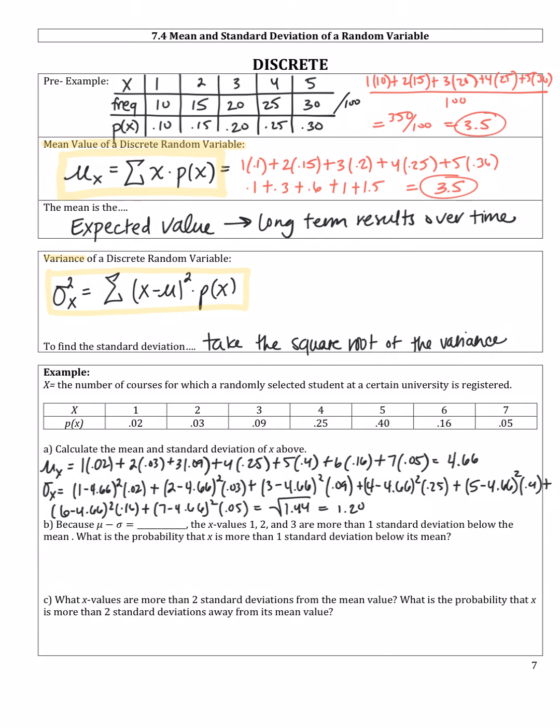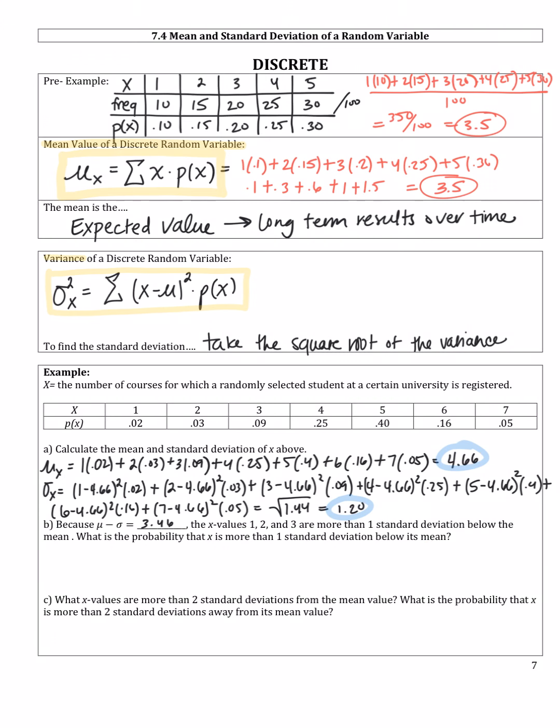So you should have gotten that the mean is 4.66, obviously, and your standard deviation is 1.2. All right, so let's answer the next question. Because mu minus sigma equals 4.66 minus 1.2, which happens to equal 3.46. The x values 1, 2, and 3 are more than 1 standard deviation below the mean. What is the probability that x is more than 1 standard deviation below its mean?